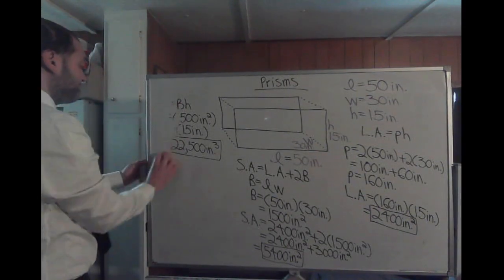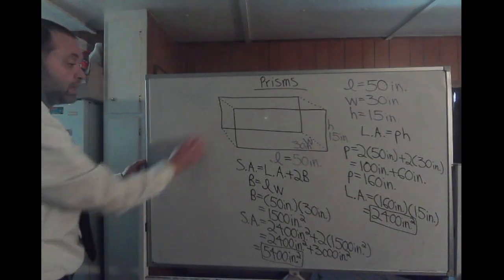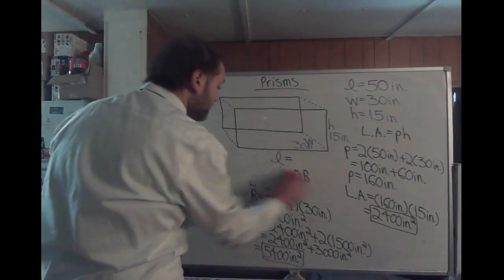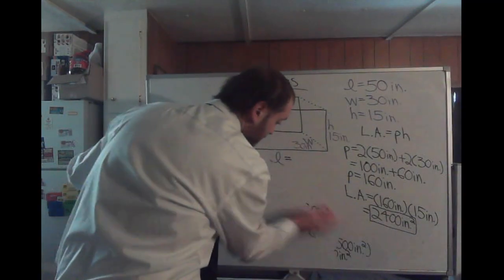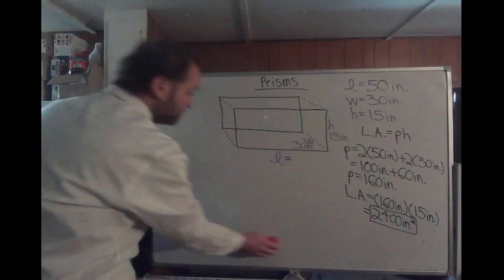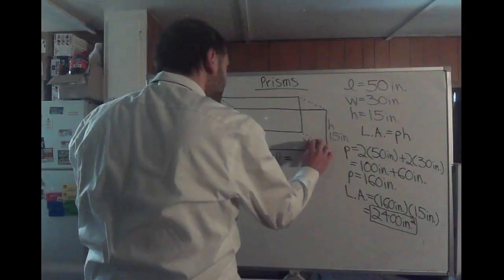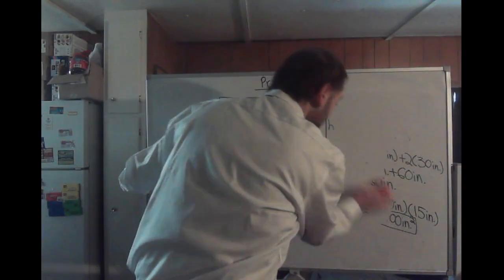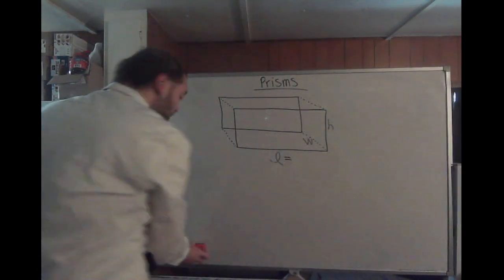All right. Let's do one more with the rectangular prism, then I'm going to throw some other types of prisms in there. This is going to be a little bit different for this one because we're going to have some variables thrown in. All right.